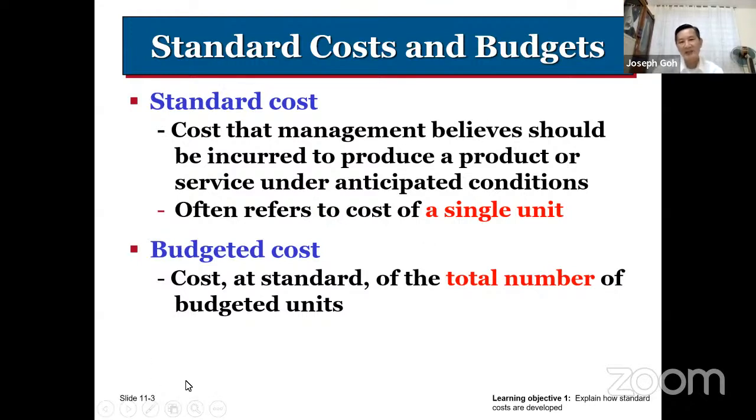So we can simply say standard cost is more emphasized on a particular product unit, whereas budget is the total budget for a department or the total budget for a company as a whole for the particular year. That is the main difference.